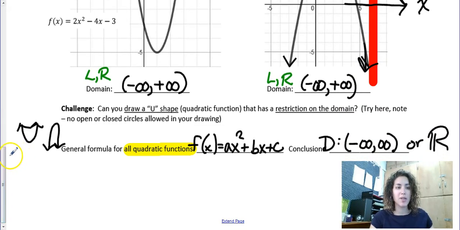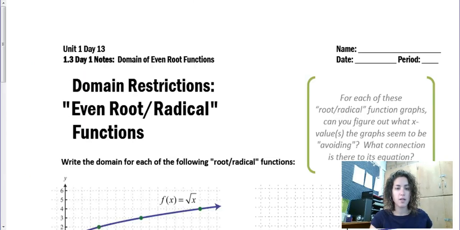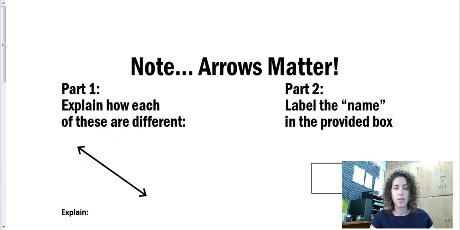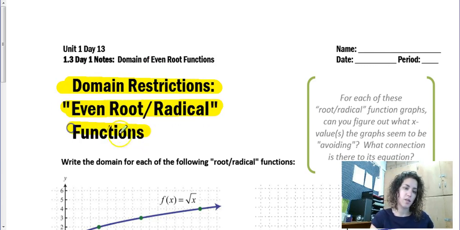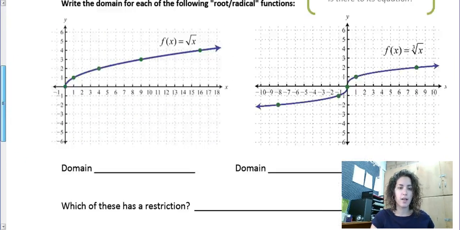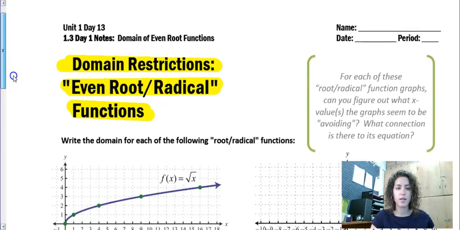Let's see what's going to be different about this page. At the top, you can write skip. I'll talk about this with you in class. Let's see what's going to be different about even root functions. I'm going to highlight this title so it stands out. Domain restrictions, even root or radical functions. And this is on page 63.